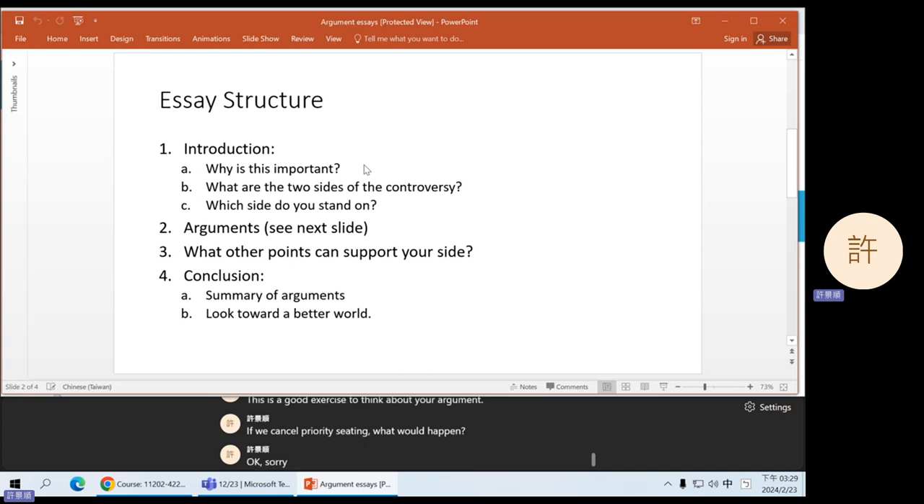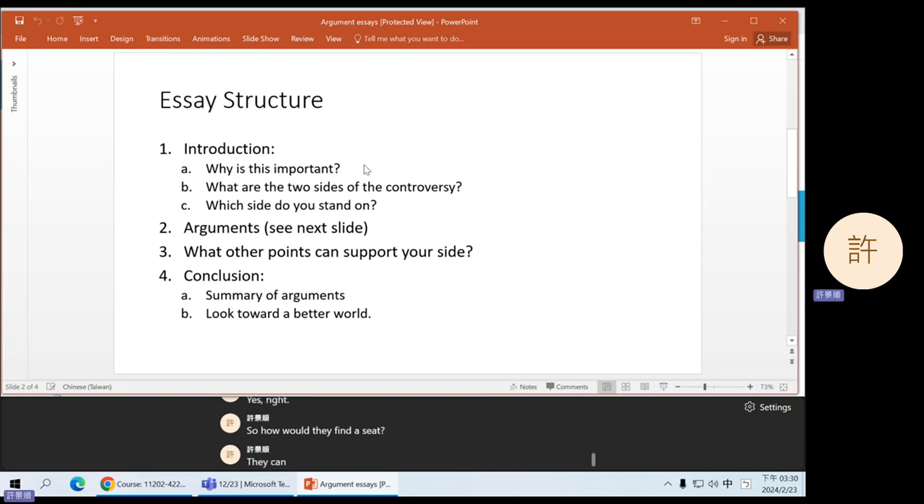This is a good exercise to think about your argument. If we cancel priority seating, what would happen? Okay, sorry, we should start one step before. We have priority seating. Who uses priority seats? Old people, like disabled people, pregnant people, right? So if we cancel priority seating, what would happen? What would those people do? Would they still need to sit down? Yes, right? So how would they find a seat?